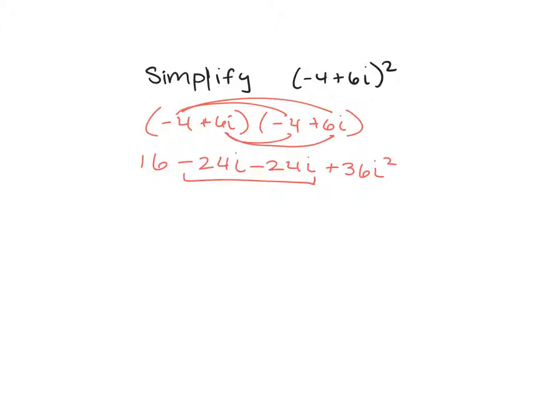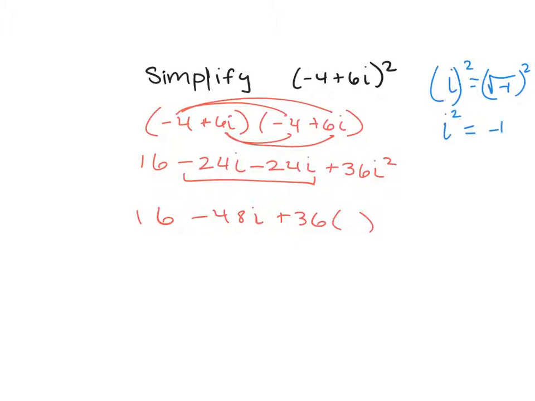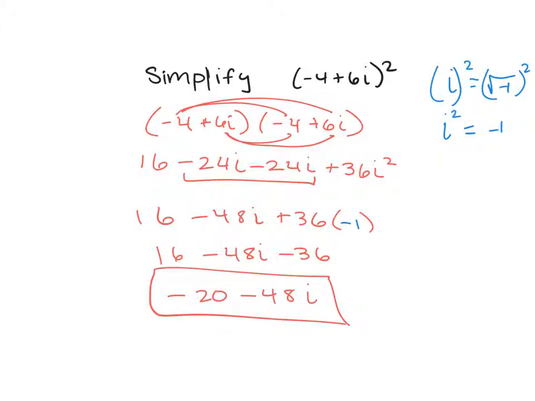And then we know that we can combine like terms, and we get negative 48i. And then instead of i squared, we can replace that. We know that i equals the square root of negative 1. So if we want to know what i squared is, I could square both of those to find out that i squared is just negative 1. So whenever we see i squared, we can replace it with negative 1. So that gives us 16 minus 48i minus 36. And so we have negative 20 minus 48i as our most simple and correct answer.